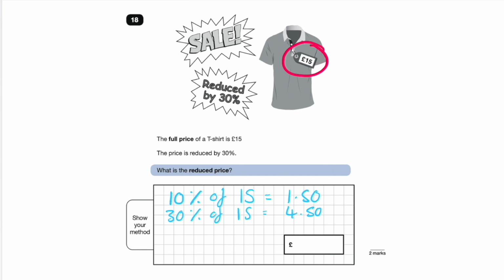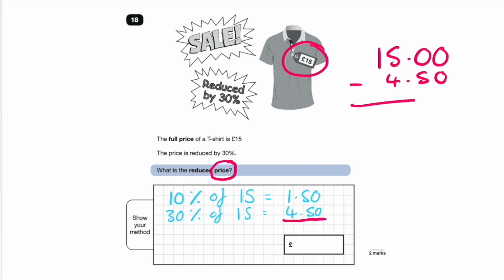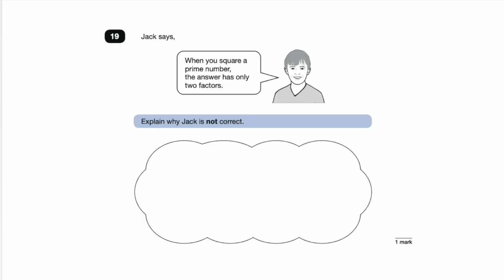But that's not finished. This is how much the t-shirt was reduced by. But it asked me for what is the reduced price. So what's the new price? So it was £15, and we're subtracting £4.50 away. So let's do that then. 0 subtract 0 is obviously 0. 0 subtract 5 we can't do, so I'm going to have to look next door. 10 subtract 5 is 5. 4 subtract 4 is 0. And 1 subtract nothing is 1. So my total price after the reduction of 30% is £10.50.